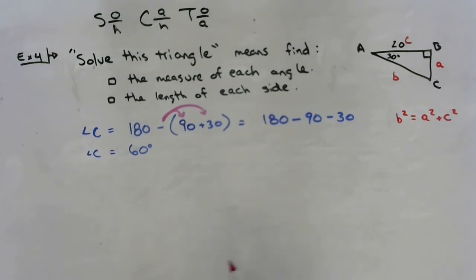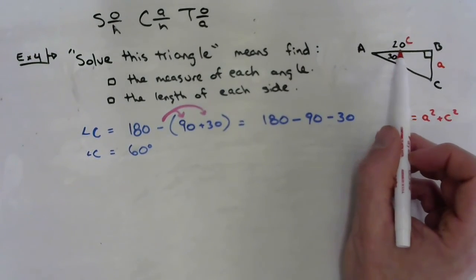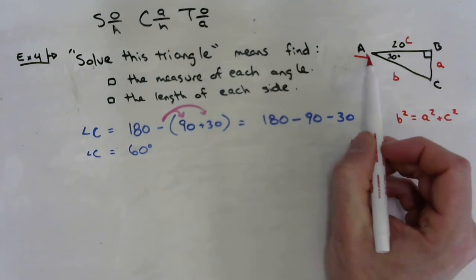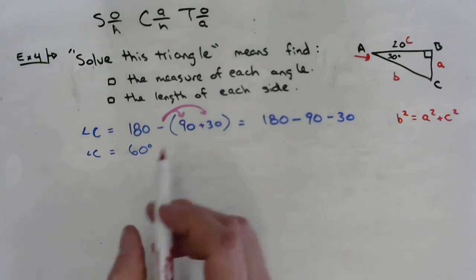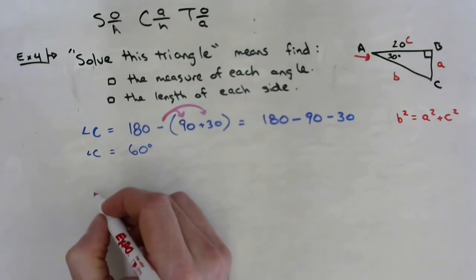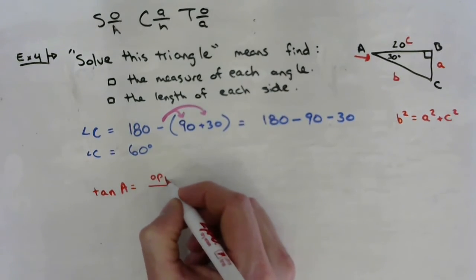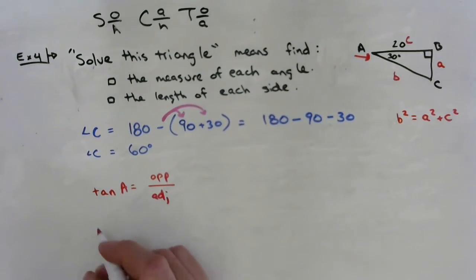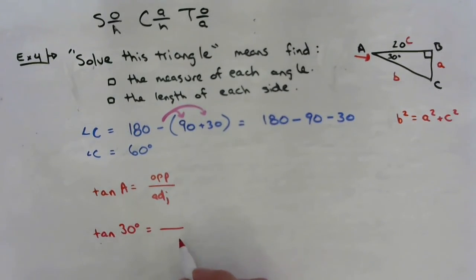All right, so you wanted to find side length a first. Let's look at what I have here. Looking at it from angle A, I have the adjacent and I'm looking for the opposite. So what ratio am I going to use? I'm going to use tangent. So now I know that the tangent of A is going to be equal to opposite over adjacent. I know angle A is 30, so the tangent of 30 is opposite, that's a, over adjacent, that's 20.